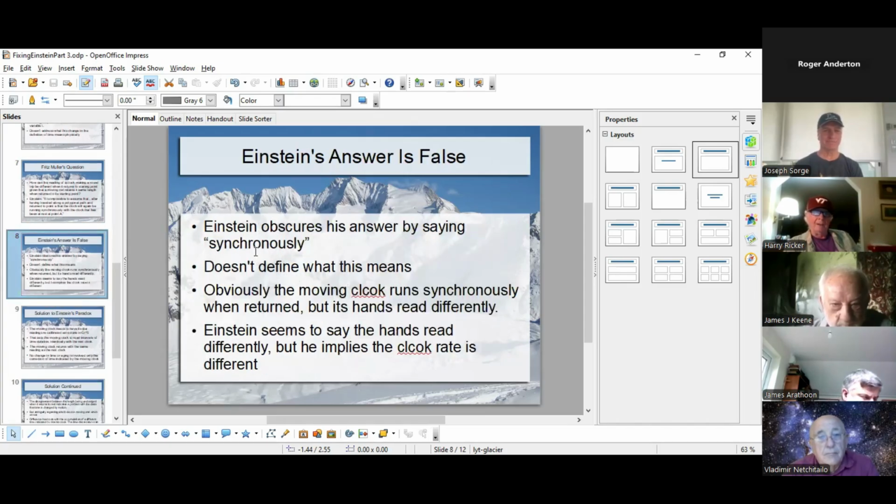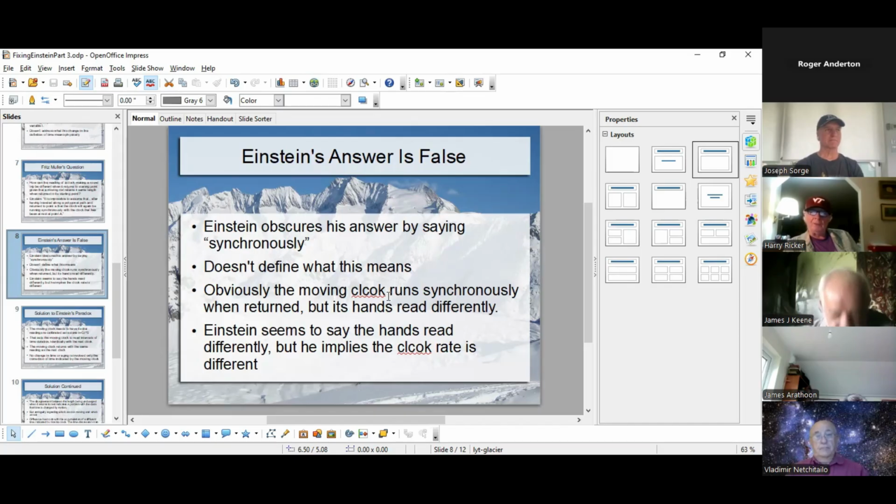Now, the reason I brought that up is because I'm really not very satisfied with Einstein's explanation. What does he mean by synchronously? We don't really know what synchronously means. Now, he doesn't really tell us that the clock is running at the same rate when it's back at rest as when it was moved, when it left. So you might think about that.